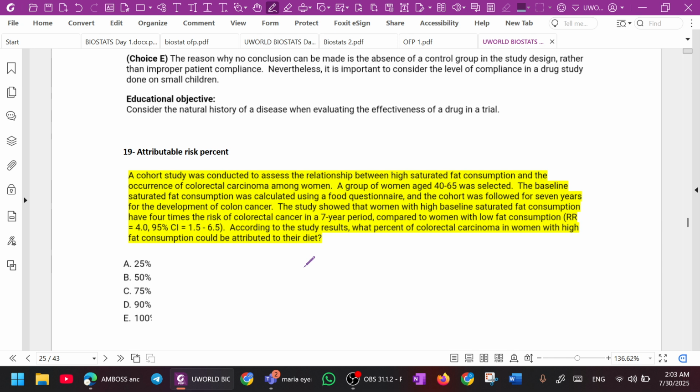The study showed that the women with high baseline saturated fat consumption have 4 times the risk of colorectal cancer in a 7-year period compared to women with low fat consumption. Relative risk 4, 95% confidence interval 1.5 to 6.5. According to the study result, what percent of the colorectal carcinoma in women with high fat consumption could be attributed to their diet?